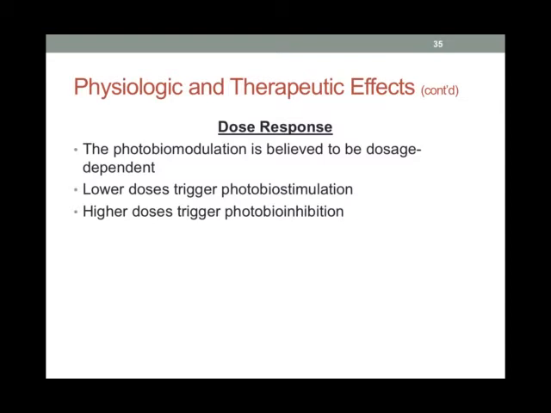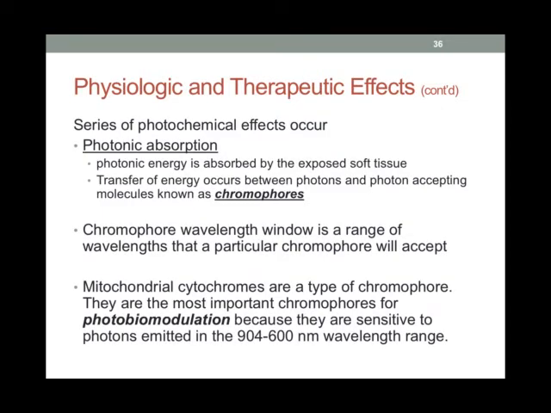There are times when you would want photobioinhibition, and you can think back to what we did around wound healing, and sometimes we want to inhibit growth of, for example, bacteria, but other times we want to stimulate the function of a cell. And that's how we're mostly going to be using it, especially when we're talking about soft tissue healing. Okay, so when we talked about photochemical reactions that occur, how do those occur? The first thing is that there's a photonic absorption.